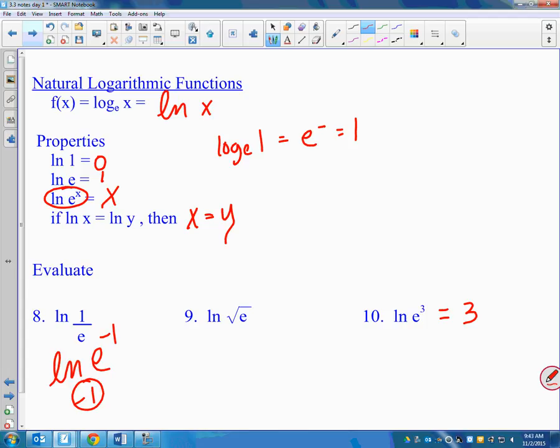What about this one? What exponent is square root? 1/2, which means your answer there is just 1/2.